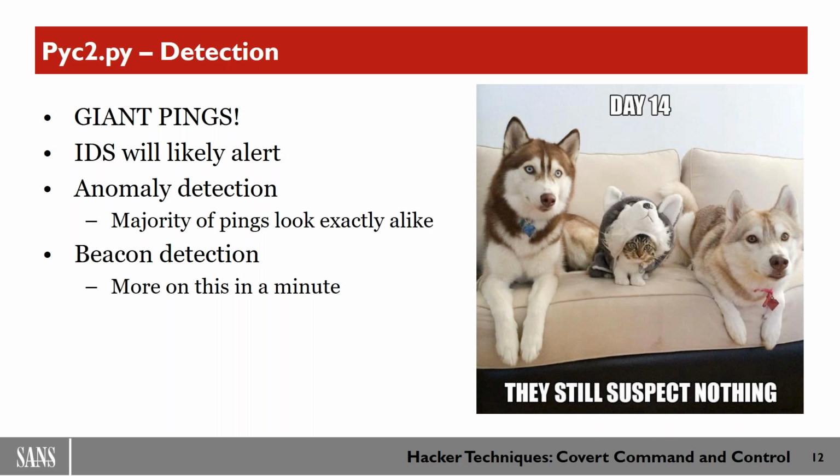Another way, and this is kind of the holy grail in C2 detection, is beacon detection, which we'll talk about in a few minutes, and is also very, very useful in this. But for something as simple as the PyC2, you don't really need something like that.